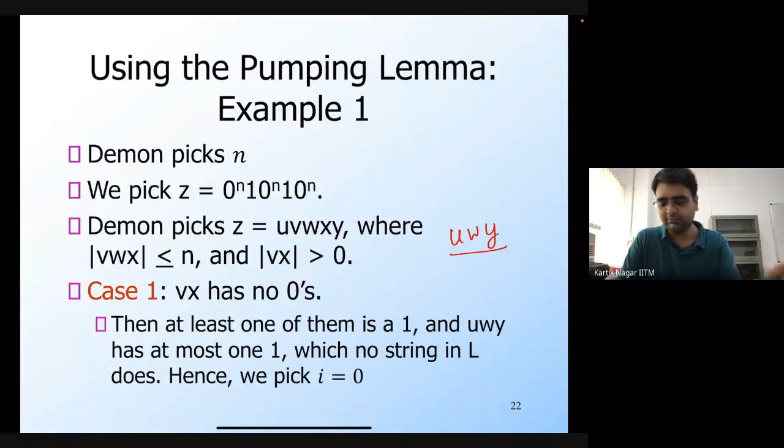If I pump down, if I remove this v and x, then the resulting string uwy is going to have at most one 1, and no string in L has that. Every string in L has exactly two 1s. So if I take i equal to 0, the resulting string is not going to be in the language, in which case I will win.